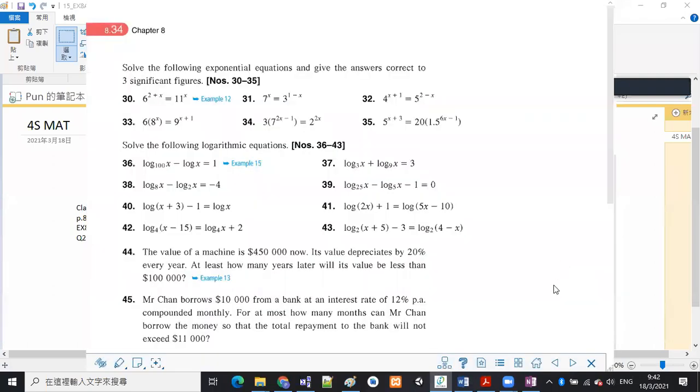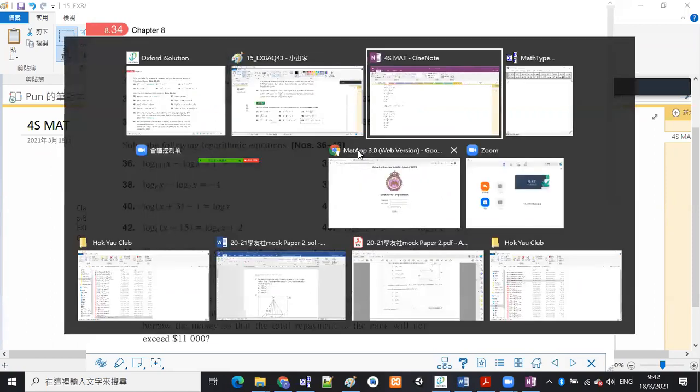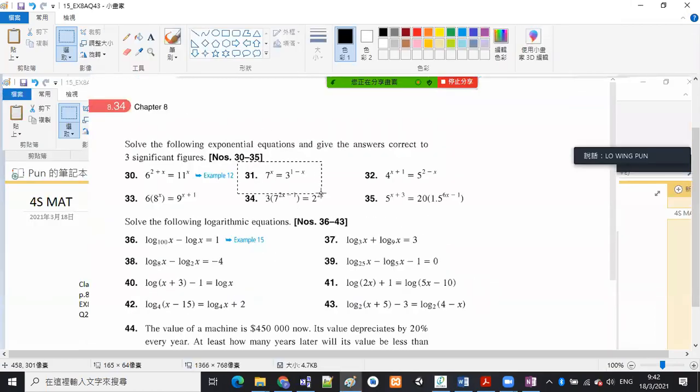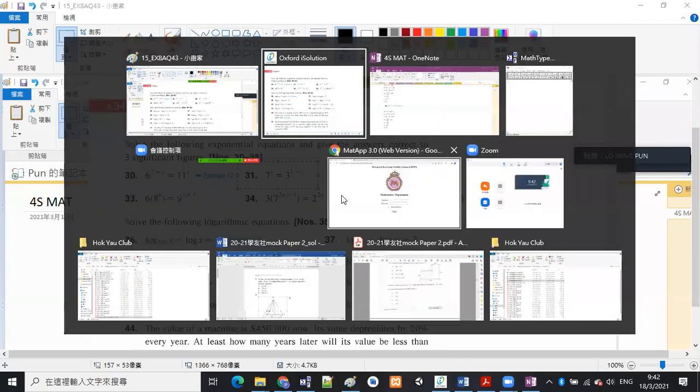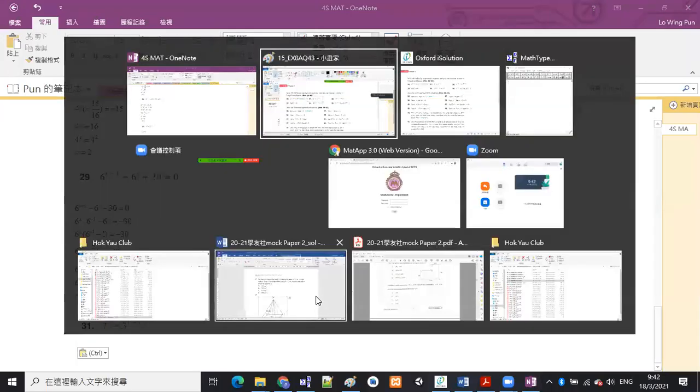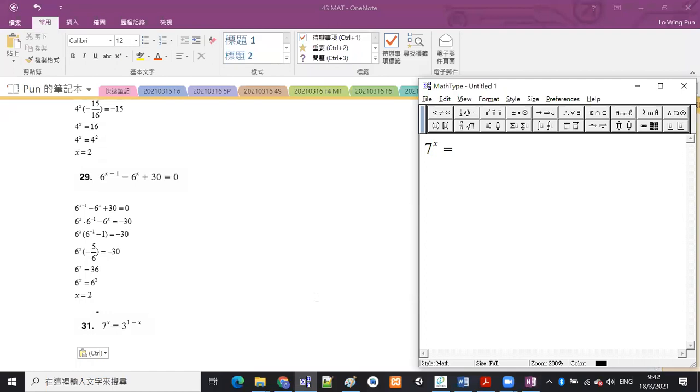Next page. So 31. 31. 7 to the power x is equal to 3 to the power 1 minus x. Okay, so one base is 7, the other is base 3.